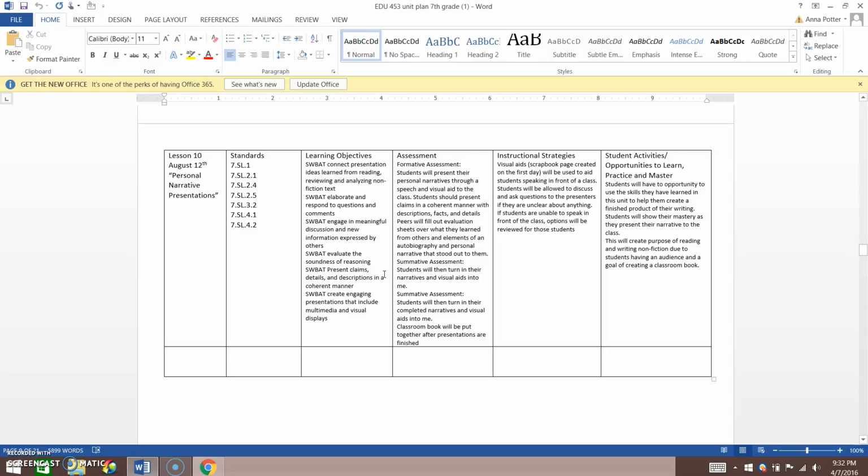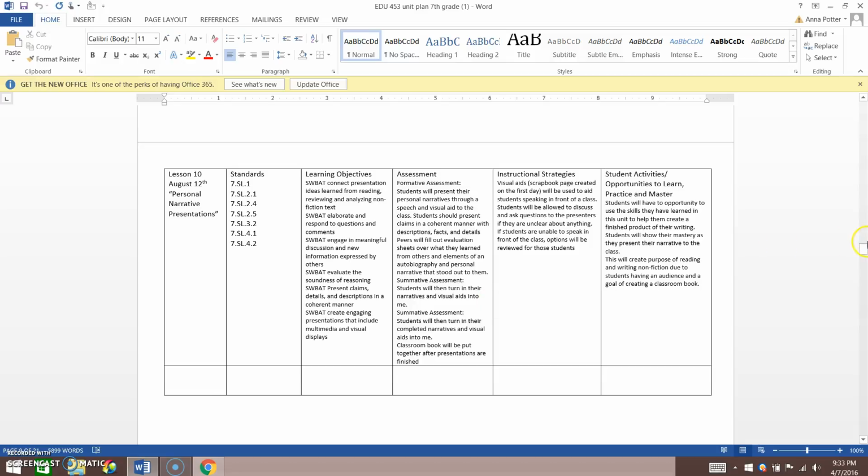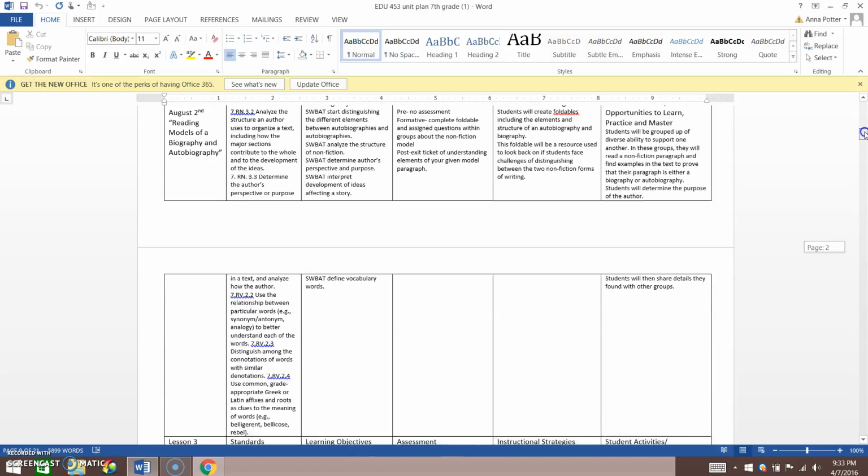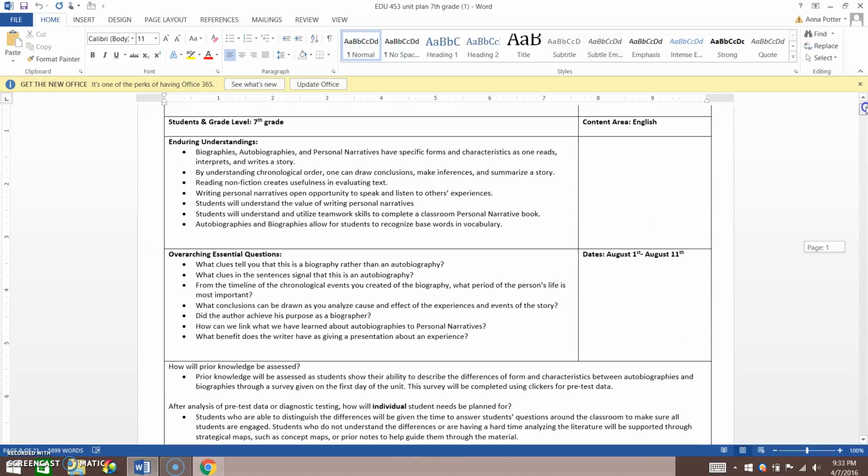While they are presenting their information, their peers will be given an evaluation sheet over what they learned from others and elements of an autobiography and personal narrative that stood out to them. And students will then hand in all of their work to me, and by the end of this, we will create a classroom book full of the scrapbook pages and the papers. So students will be able to look back on that and see that nonfiction is relevant to real life.